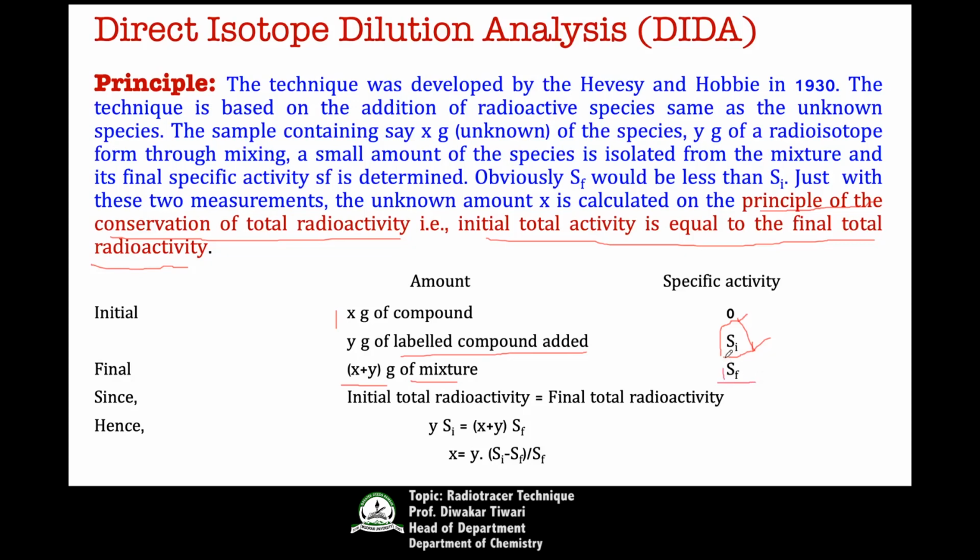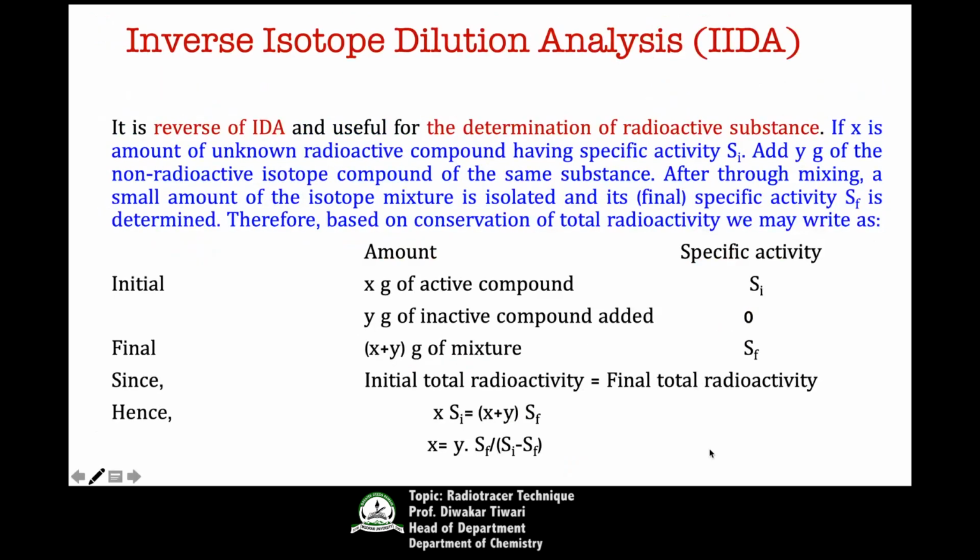Suppose it comes out as SF. So the total initial radioactivity will be X into 0, plus Y into Si, that is equal to Y into Si, since X into 0 is equal to 0. This is equal to the final radioactivity, that is X plus Y multiplied by SF. So from this equation, X is equal to Y into (Si minus SF) divided by SF. So you can calculate X, how much of the unknown compound there was.